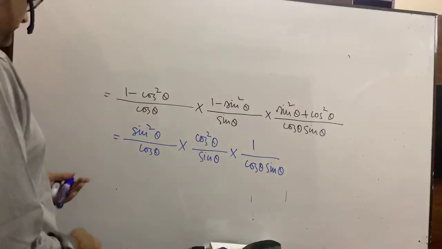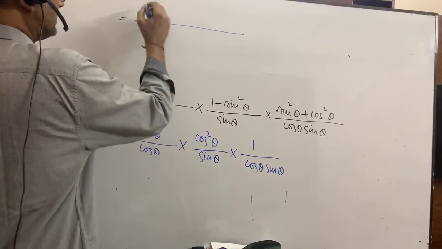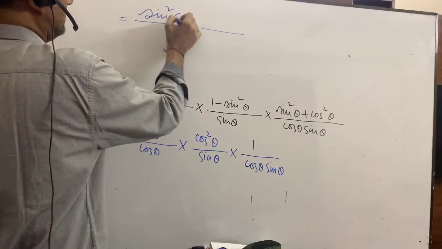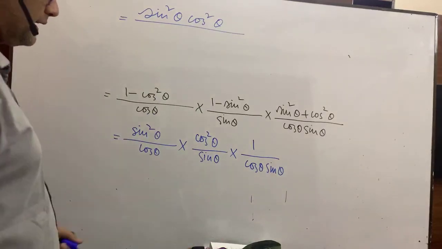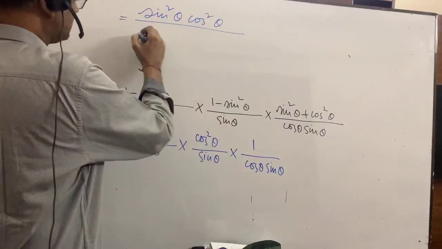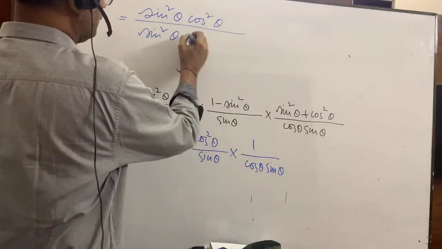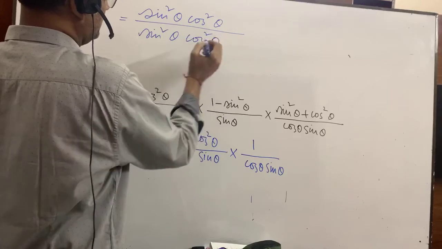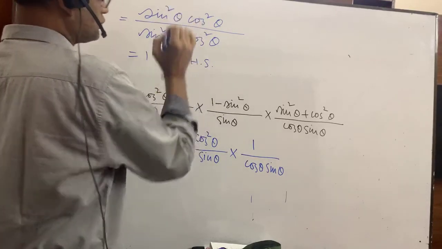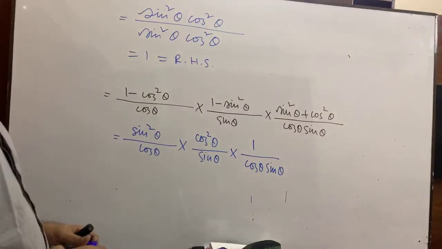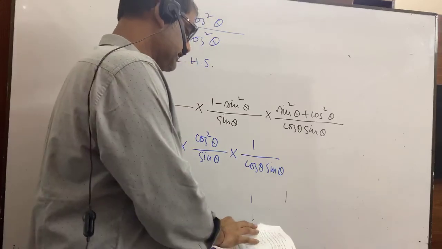So what are we getting in the numerator? In the numerator we are getting sin square theta cos square theta, and in the denominator we are getting sin theta cos theta, which is equal to 1, and it is equal to the right hand side. So our proof is done here. Up to this it was also very easy.